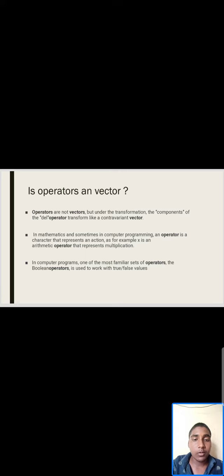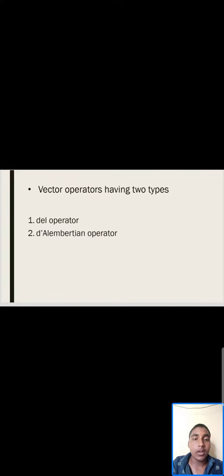In computer programs, one of the most familiar sets of operators, the Boolean operators, is used to work with true or false values. Vector operators have two types. They are the del operator and the Hilbertian operator.